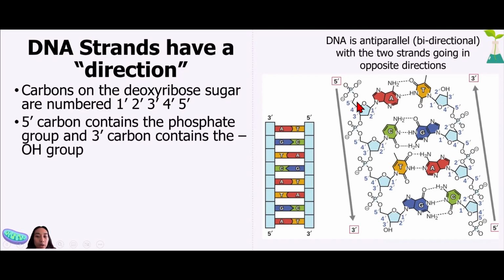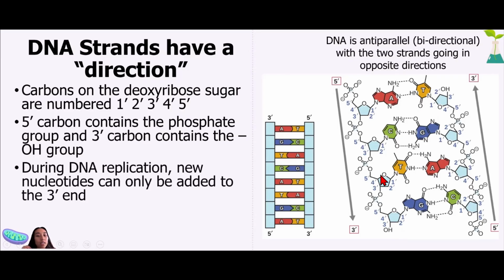Now, carbon number 5 is important because that's where the phosphate group is attached, and carbon number 3 is important because that's where the OH group is attached. So 5 and 3 are basically opposites of each other. Carbon number 5 is on one end, and carbon number 3 is on the other end of a nucleotide.